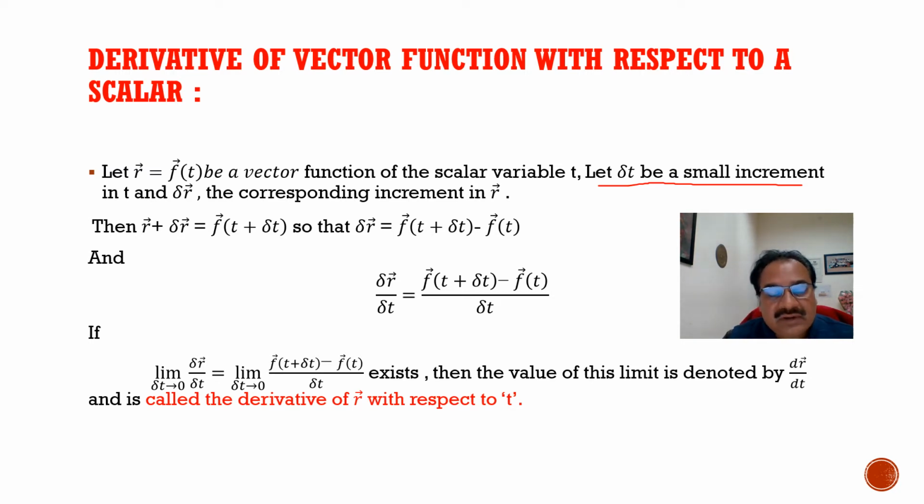Then what is this ratio? Del r by del t is equal to f of t plus del t minus f of t, divided by del t. So the limiting value, as del t tends to 0, of del r by del t is equal to the limit as del t tends to 0 of f of t plus del t minus f of t divided by del t. If this exists, then the value of this limit is denoted by dr by dt and it is called the derivative of r with respect to t.